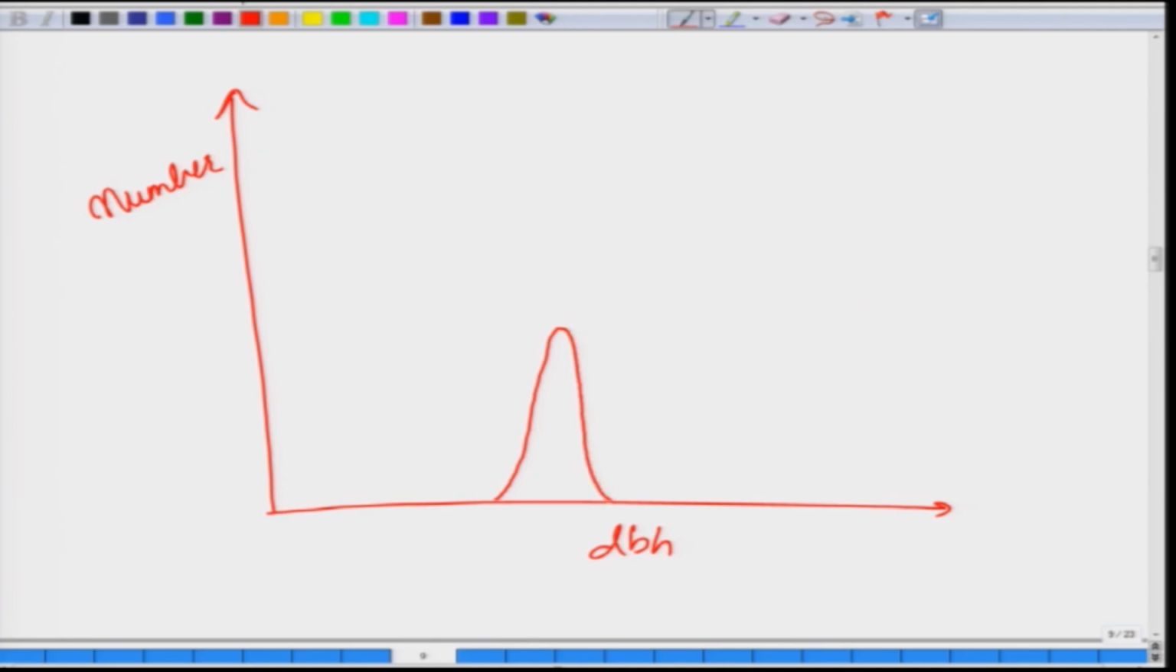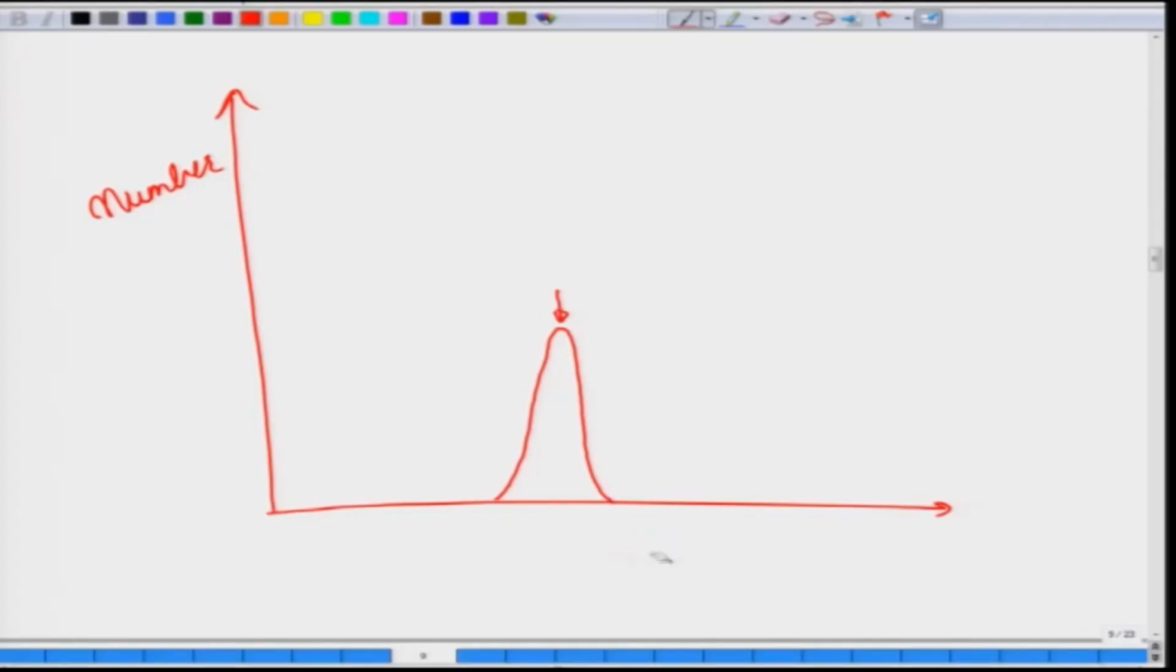Because this is an even aged forest, so you will have all the trees or most of the trees that are having a single DBH, because that is corresponding to the age. So, you can even replace your DBH and you can say age. So, if you draw a number and age curve for an even aged forest or an even aged stand, it will look like this. Now, if you draw a number of even aged stands, so suppose you have an even aged stand like this here.